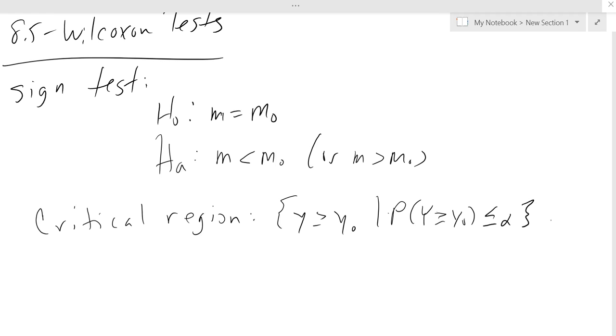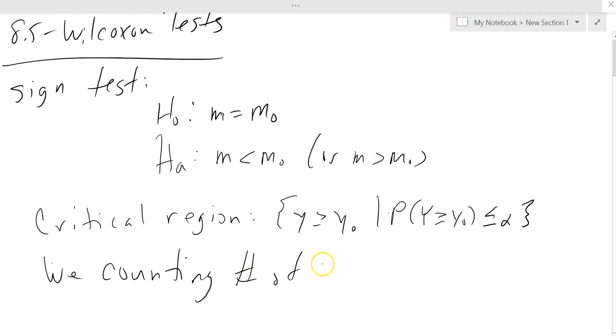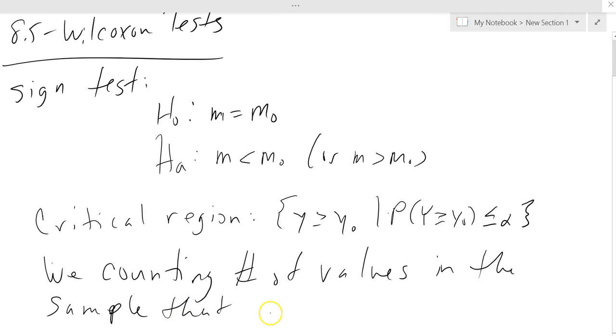Right, let's see if we can do another one here, and then we'll talk about adding in a couple more statistics. But in this case, we're literally just counting the number of values in the sample that are below or above the median. It's literally all we're doing on that one.